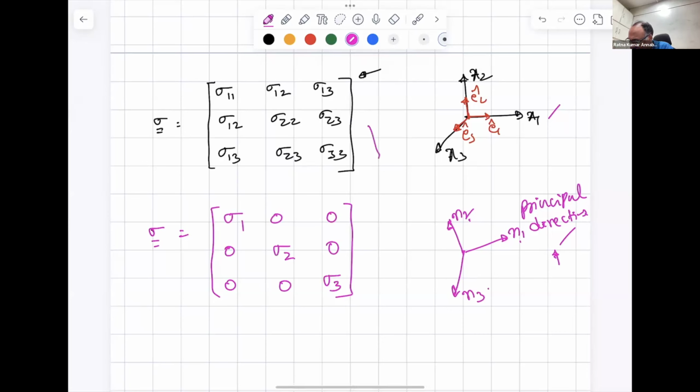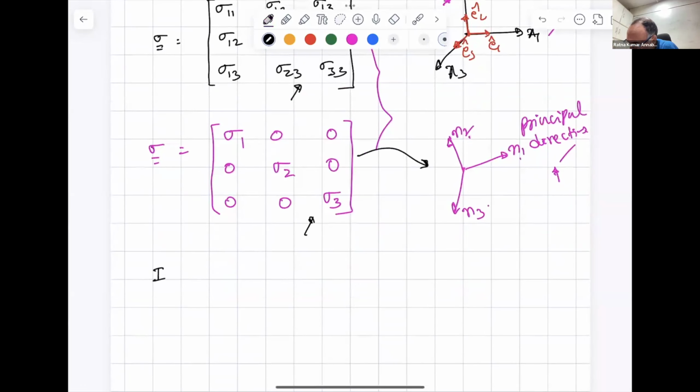So if you look at these two, you can say that this is the same state of stress. This is represented with respect to this frame of reference, and this one is represented with respect to that frame of reference. Because when we are writing in different frames of reference, the elements that go into the tensor will be different, but the invariants remain the same. That means I1 with respect to the first one will be what? Sigma 11 plus sigma 22 plus sigma 33. That should remain the same even for the second one.